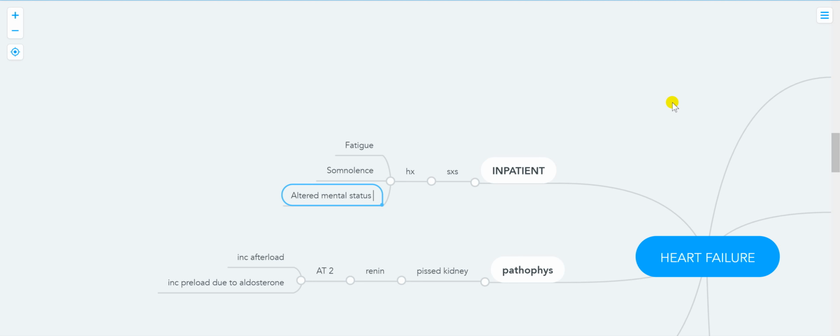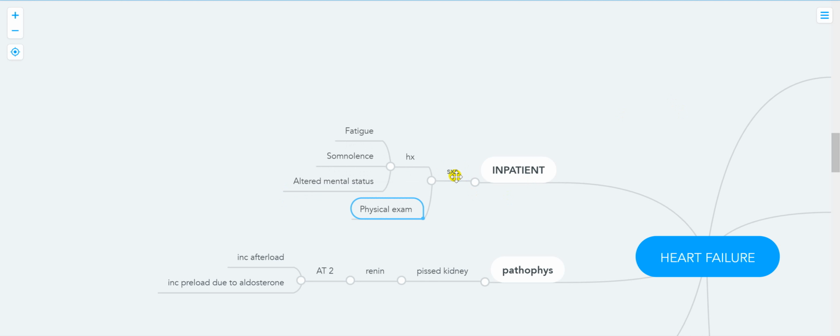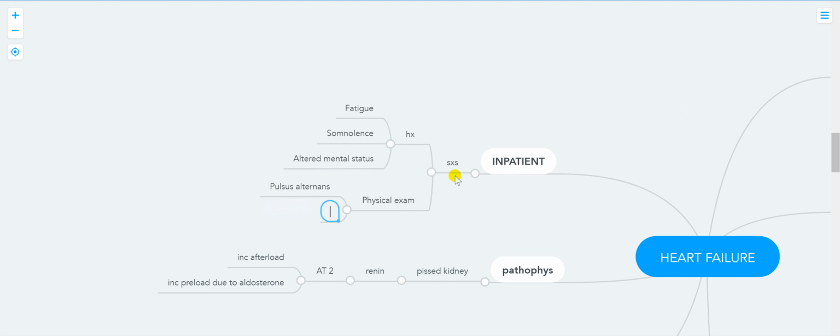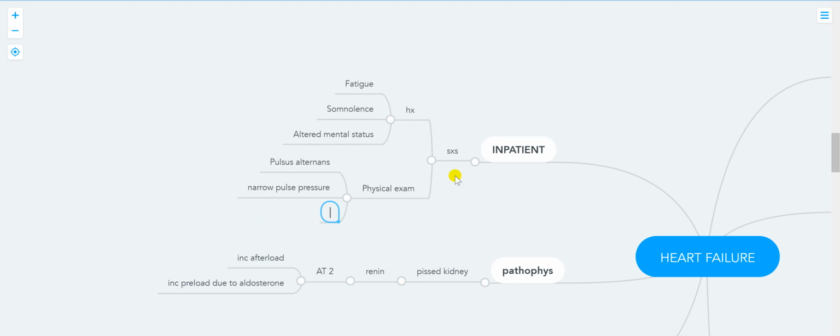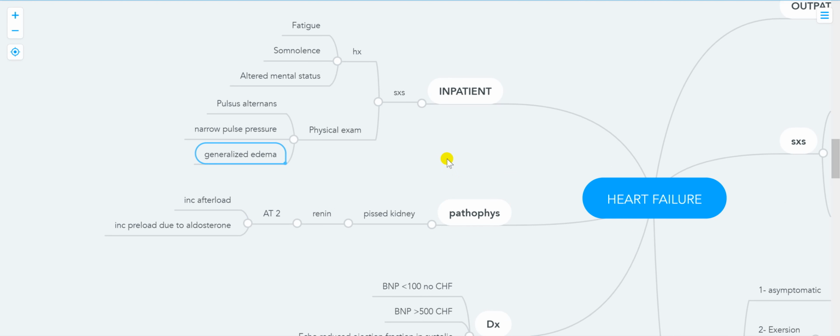And what do you see on physical exam usually? That depends upon which sided heart failure it is. You can even have pulsus alternans. This is going to be interesting because of the effusion, and you will see narrow pulse pressure. And you have wrist and ankle edema, like generalized edema, everywhere. So these are the additional symptoms. So it's something serious.